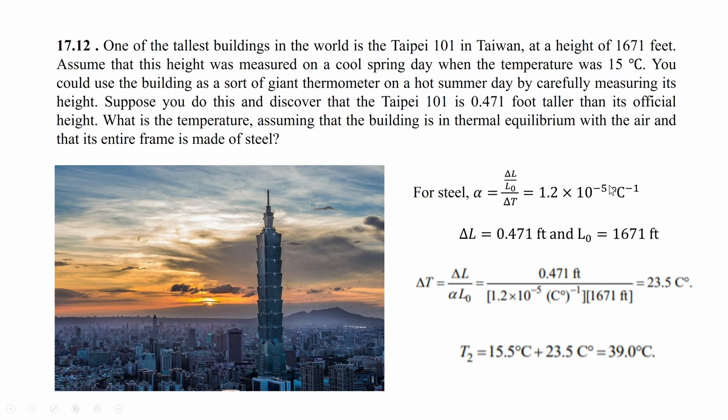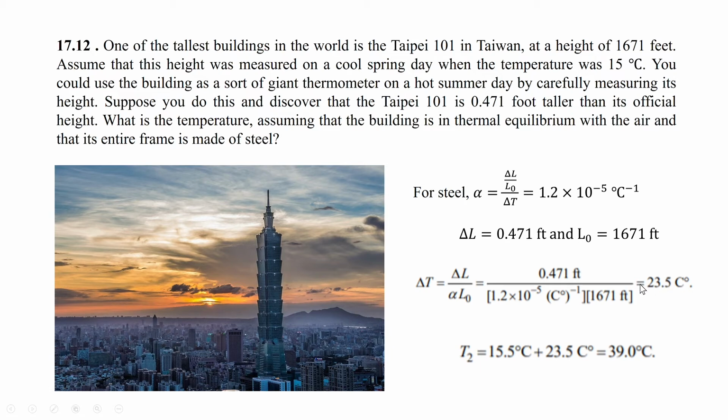So let's go back to this question. We know the coefficient of thermal expansion is this number, and we know the change of the height, 0.471 feet. And we know the initial height of this building is 1671 feet. So we can solve for the change of temperature. The change of temperature here is 23.5 degrees Celsius. And this just reflects the temperature change from the spring to the summer in Taipei. And see, that makes sense.